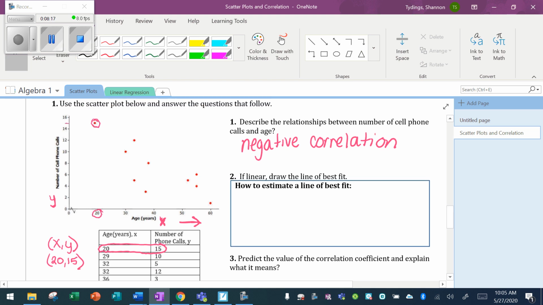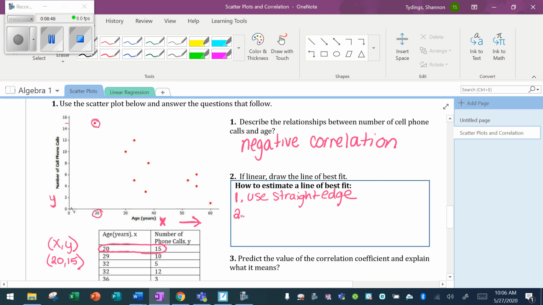Now, it's a negative correlation, but we want to know, would we consider this strong or would we consider this weak? And to do that, we're going to try to estimate a line of best fit. So how do we estimate a line of best fit? So it's kind of like a three-step process. So whenever we draw a line of best fit, the first thing that we have to remember is we will always use a straight edge, okay? So we always want to use a straight edge to do so. So a ruler, side of your paper.